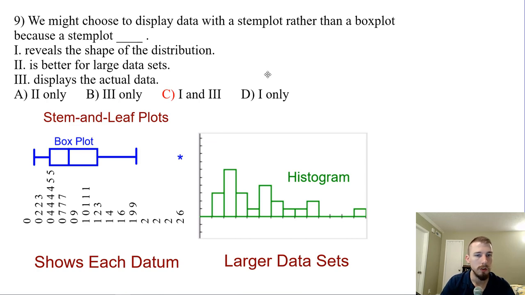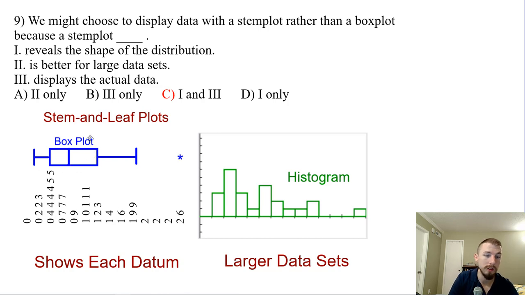We might choose to display data with a stem plot rather than a box plot because a stem plot blank. So stem plot is just another word for stem and leaf plot, just like a box plot is the same thing as a box and whisker plot. Histogram is just a histogram, by the way. So why is the stem and leaf plot better than the box plot?